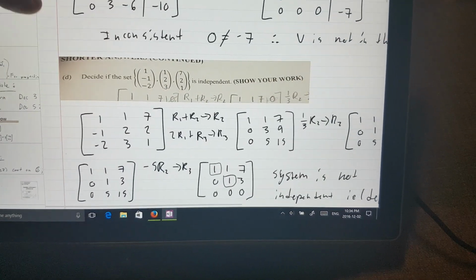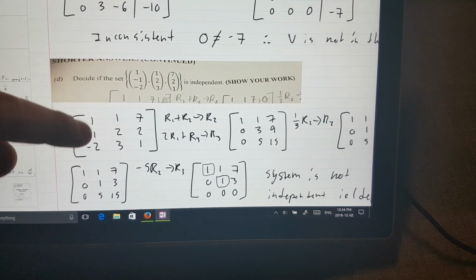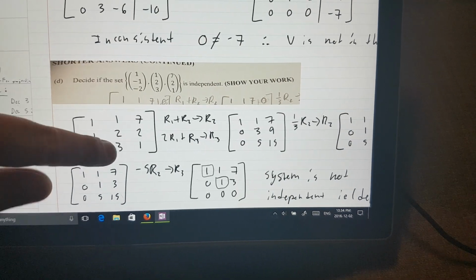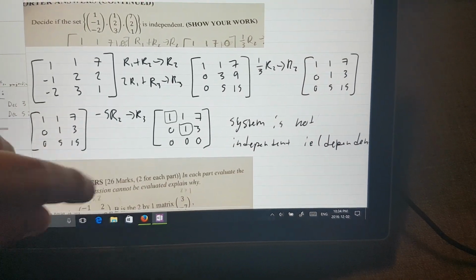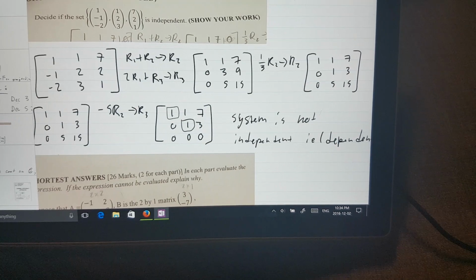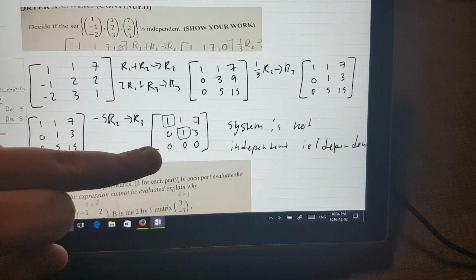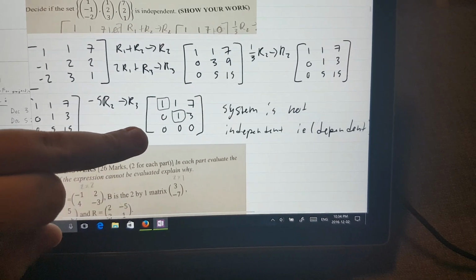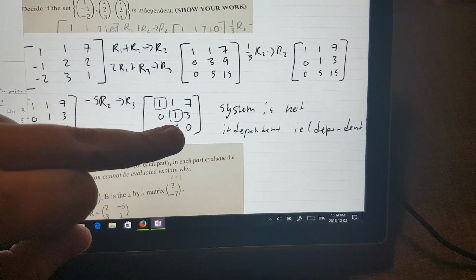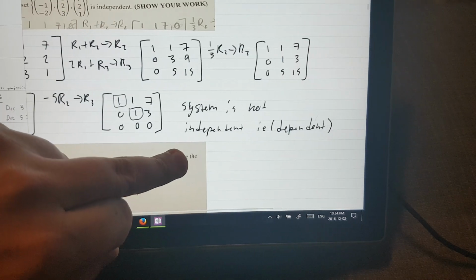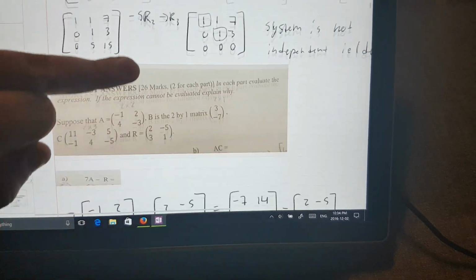Alright, keep going. So, decide if this set is independent. Well, if it's independent, you put it in a matrix, reduce it down, and if you have no parameters, or you get a pivot in every row or column, if this reduces nicely, then it'd be independent, but this one's not, so it's a dependent system. Anyway, that's pretty straightforward.